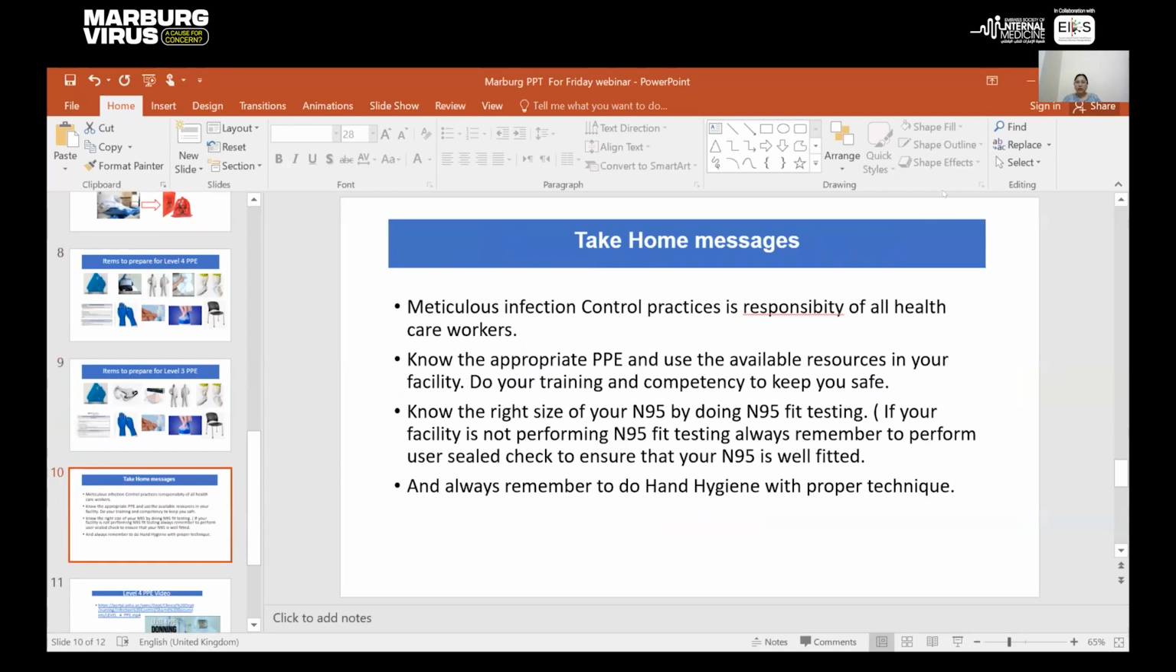So the take-home messages. Meticulous infection control practices is the responsibility of all healthcare workers. Know the appropriate PPE and use the available resources in your facility. Do your training and competency to keep you safe. Know the right size of your N95 by doing fit testing. If your facility is not doing N95 fit testing, always remember to perform a user seal check to ensure your N95 is well fitted. And always remember to do hand hygiene with proper technique.